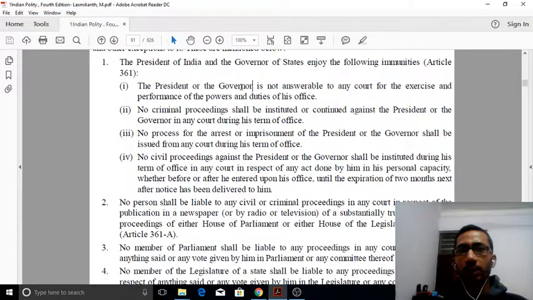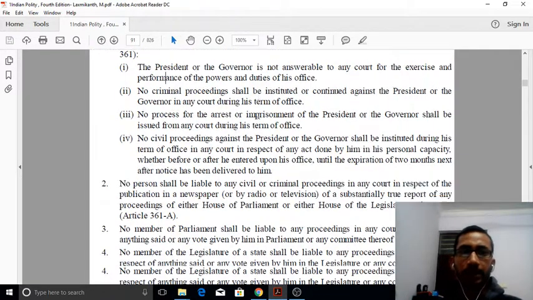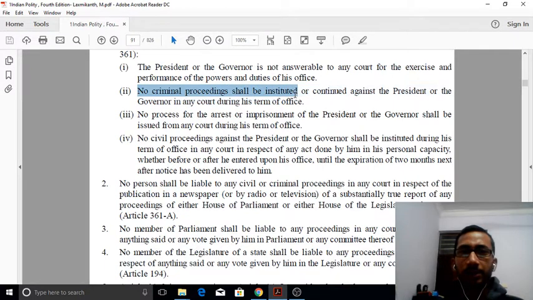The President of India or Governor of a state is not answerable to any court for the exercise and performance of the powers and duties of his office, right? No criminal proceedings shall be instituted or continued against the President or Governor in any court during his term of office. No arrest, no imprisonment of the President or Governor shall be issued from any court. Means no court can issue an arrest warrant against the President or Governor, right?